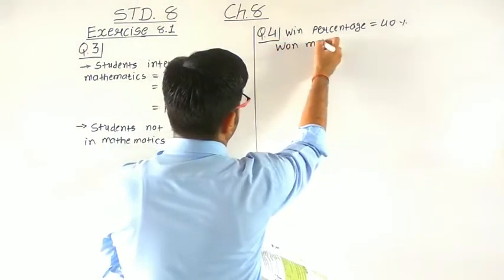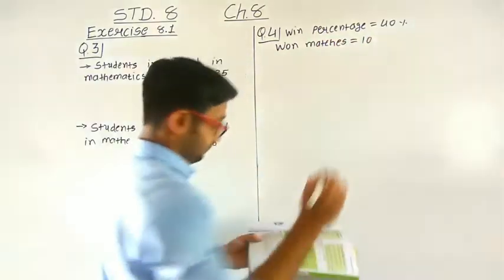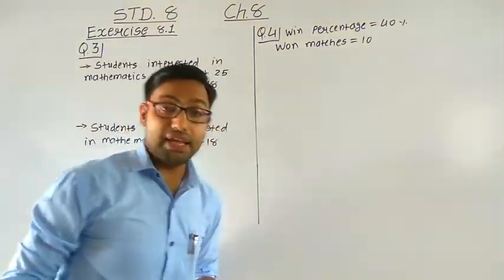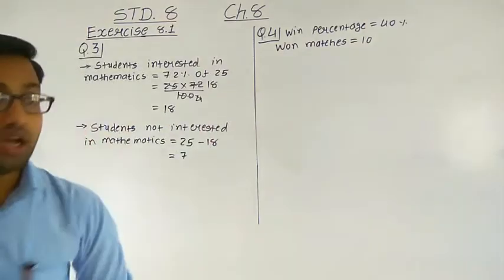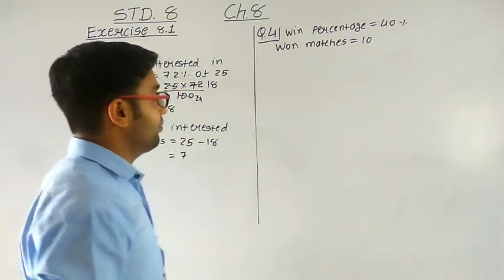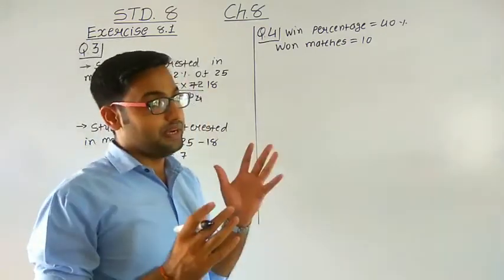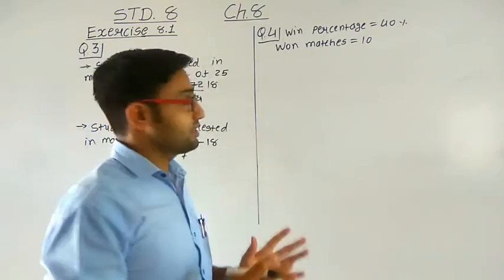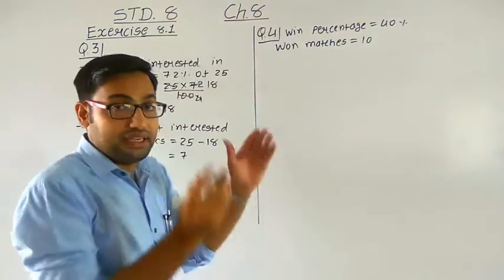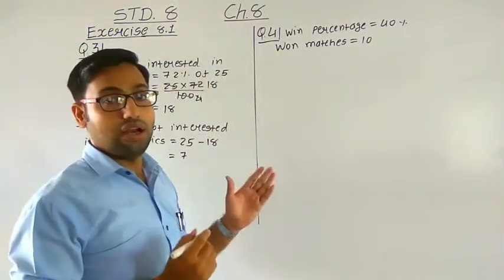Matches won is equal to 10. Right? How many matches did they play in all? That means how many total matches they played. One situation is that they played some number of matches, like 30 matches or 40 matches. Out of that they won 10 matches, and it is 40% of the total matches.